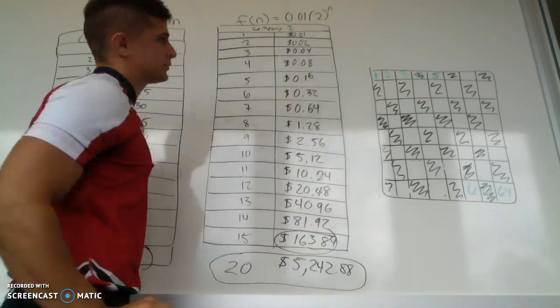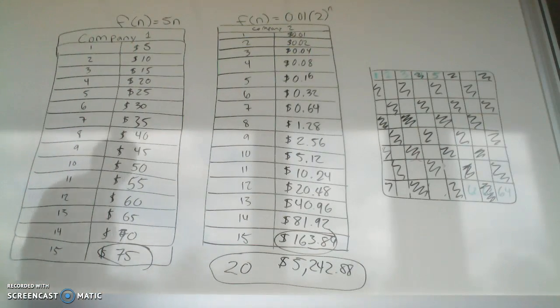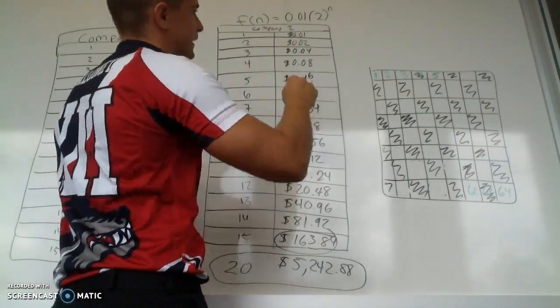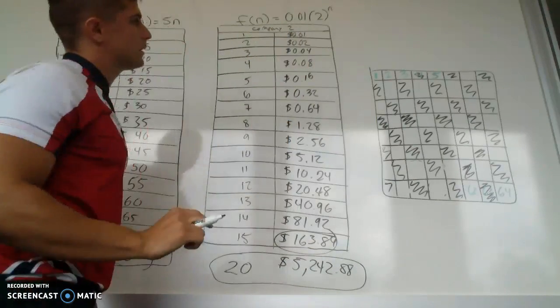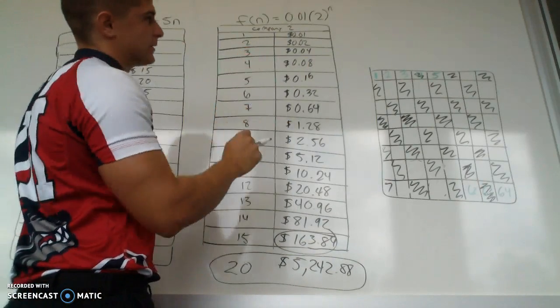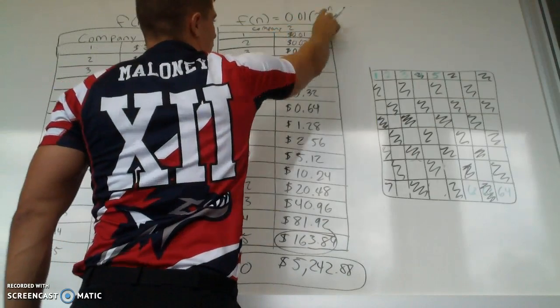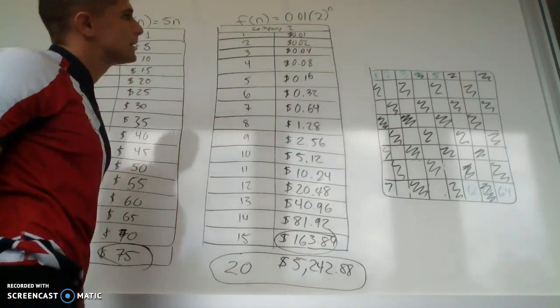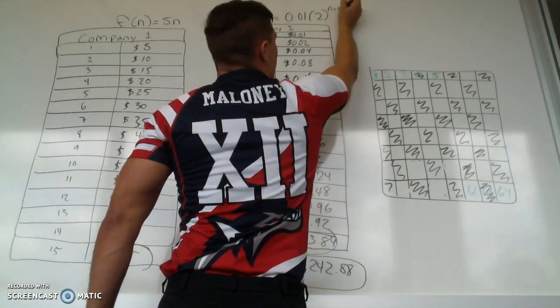So if we were to put 1 there, this equation would say 0.01 times 2 to the 1, which is 2. That would say that our first term would be 0.02, but 0.01 is what we want it to be. So we need to change this and make it n minus 1.